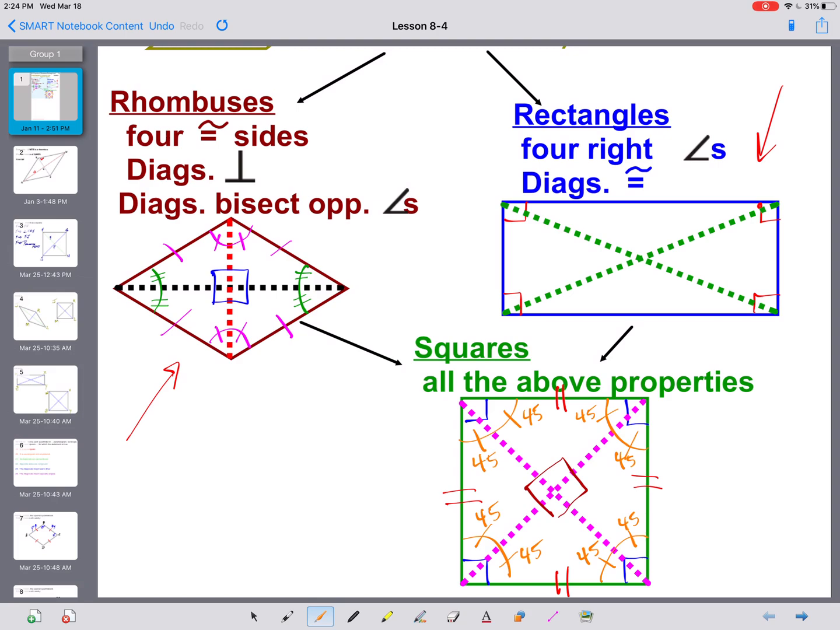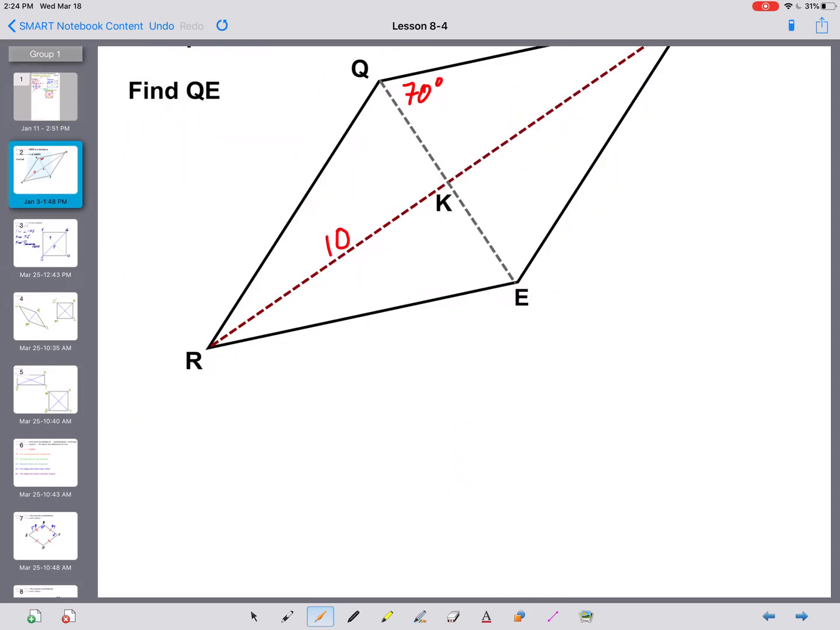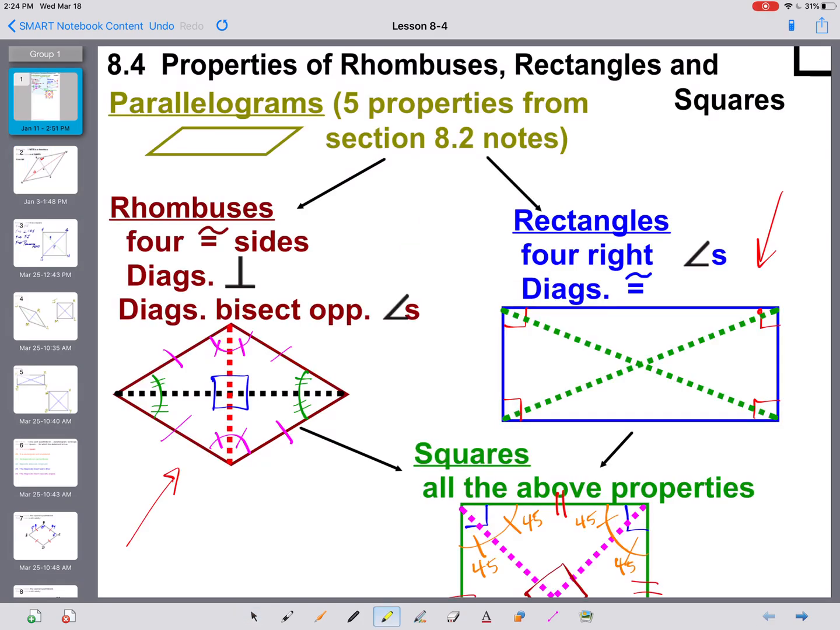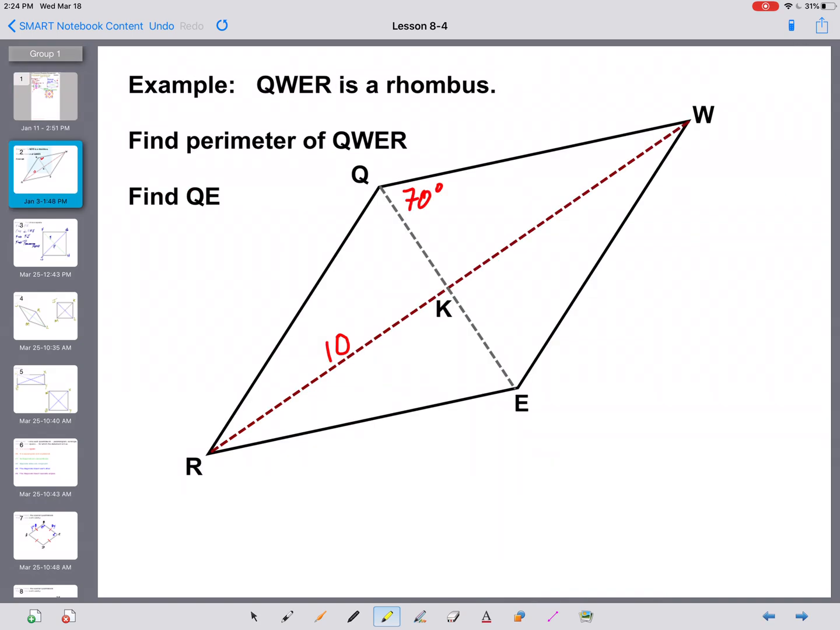Let's go to our second page. On page 2, we've got a rhombus. So right away we know it's got all the properties of a rhombus. It's got all the properties of a parallelogram, because it is a parallelogram. Now, we want to find the perimeter, and we want to find this distance right here, QE.